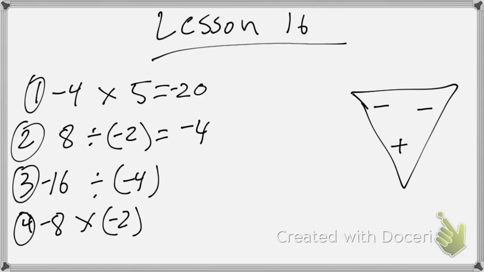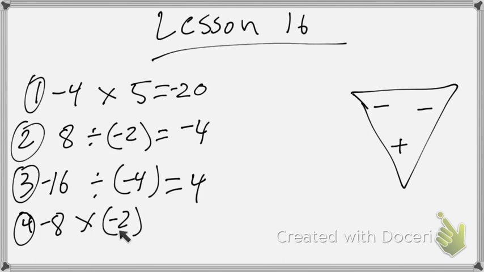Number 3 here, let's see what happens if they're both negative. So here I will cover up both negative signs. What do we have left? A positive sign. So that means your answer is going to be positive. What's 16 divided by 4? Positive 4.